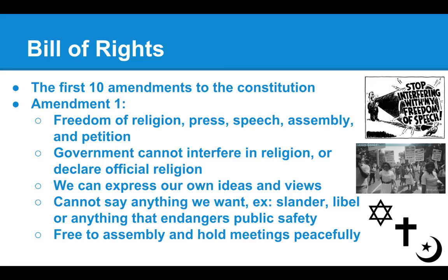The First Amendment protects freedom of religion, press, speech, assembly, and petition. Assembly means to gather and protest. You're allowed to gather and protest. Petition means you can write to your government, to public officials, and complain about them and get them to try and do something. The government cannot interfere in religion or declare an official religion. We can express our own ideas and views. However, this is so important, you cannot say anything you want.